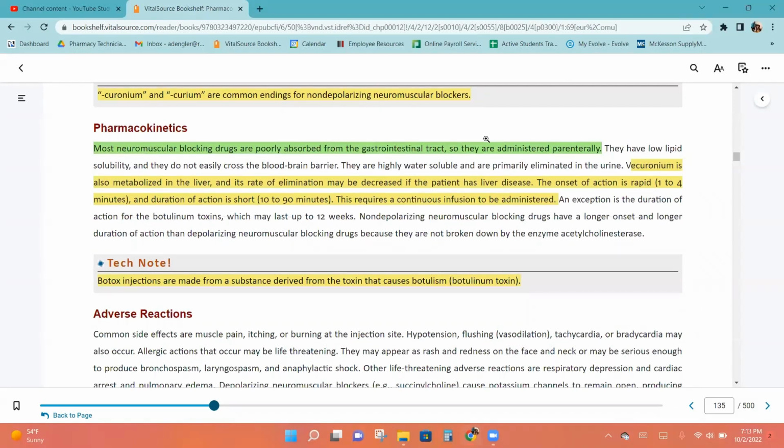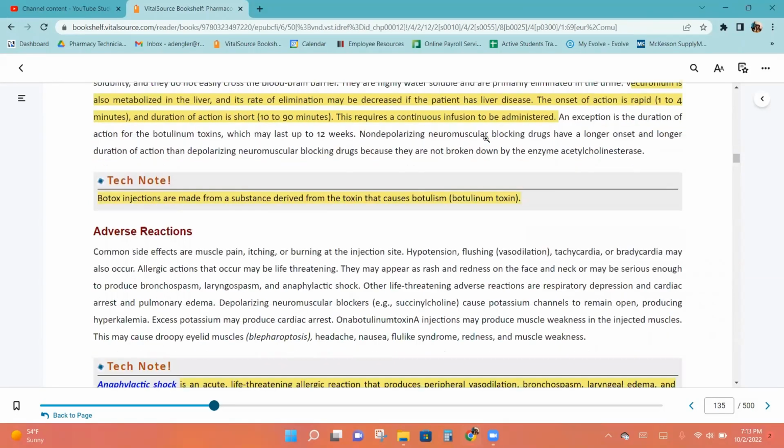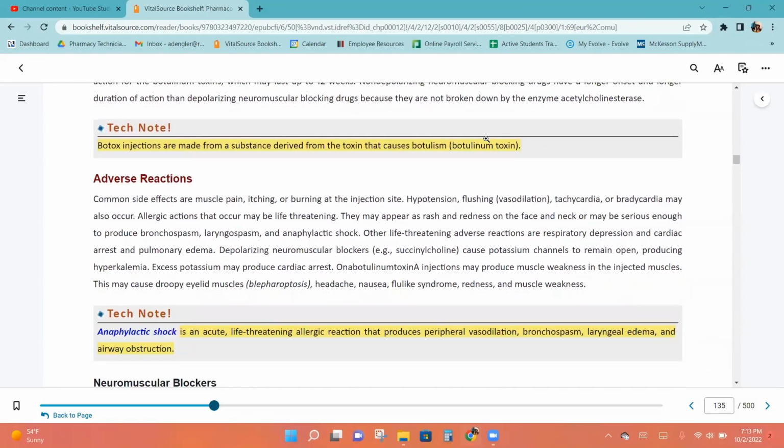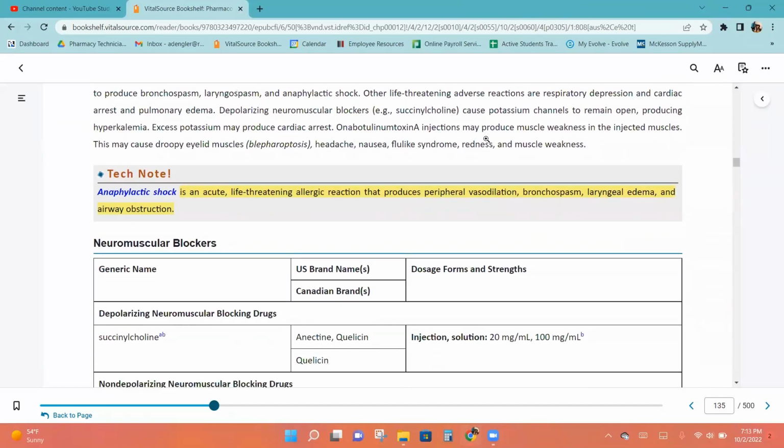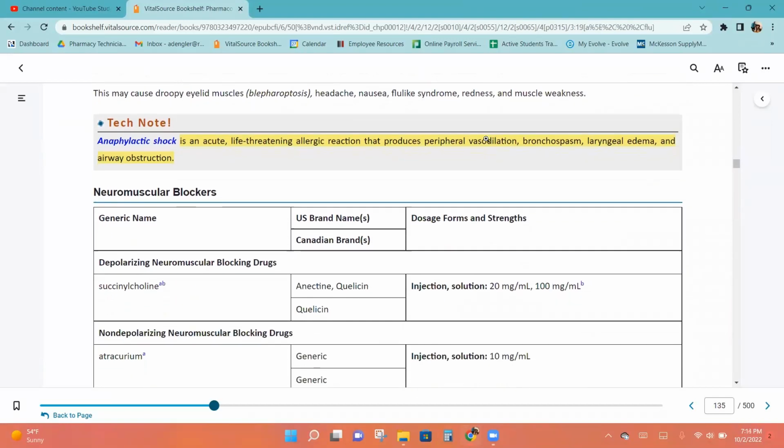Most neuromuscular blocking drugs are poorly absorbed from the GI tract, so they're administered parenterally. Anaphylactic shock is an acute life-threatening allergic reaction that produces peripheral vasodilation, bronchospasms, laryngeal edema, and airway obstruction.